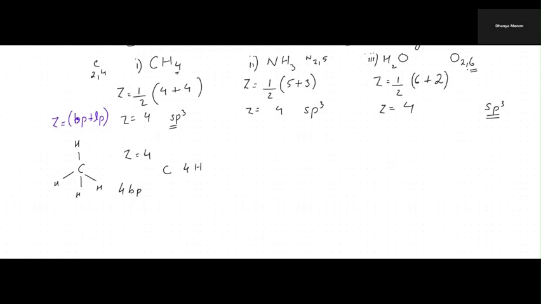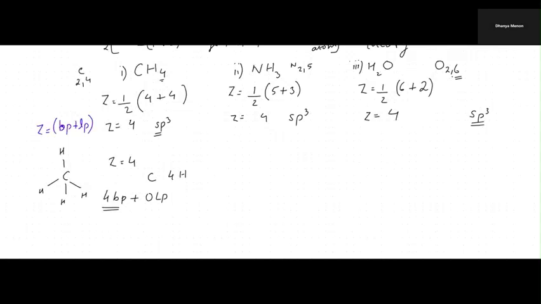So that means there are 4 bond pairs and how many lone pairs? 0 lone pair, right? So in the second one, ammonia. Z is equal to 4, yes. And nitrogen is bonded to how many hydrogens? 3 hydrogens, right? So that means how many nitrogen-hydrogen bonds are there? 3 of them. So 3 bond pairs and how many lone pair? 1 lone pair.